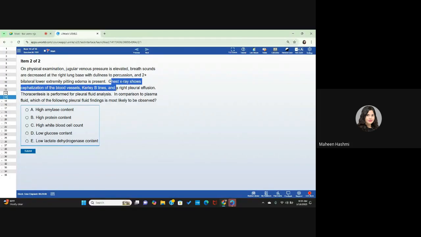So what happens? Chest X-ray. See, I told you, where is it backing? In the lungs, and that is why the patient was having dyspnea. Over here, they again said that the chest X-ray showed cephalization of the blood vessel, Kerley B lines, and a right pleural effusion. There was backing of the fluid into the lungs, and thoracocentesis is performed, with pleural fluid analysis in comparison to the plasma fluid. Which of the following pleural findings is most likely to be observed?